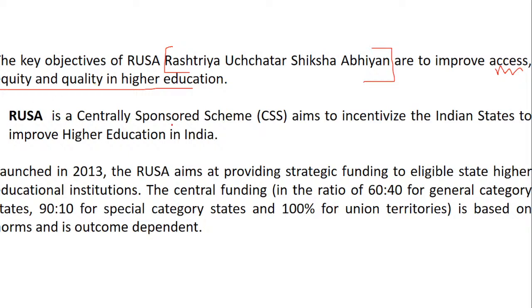It is a centrally sponsored scheme which aims to incentivize the Indian states to improve higher education in India. So basically this is to boost higher education in India with more enrollment. Now it was launched in 2013. RUSA aims at providing strategic funding to eligible state higher education institutions, okay, that is in the ratio of 60:40 for general category and 90:10 for special category, whereas 100% for union territories. It is based on the norms and the outcomes, okay, depending upon the outcome.